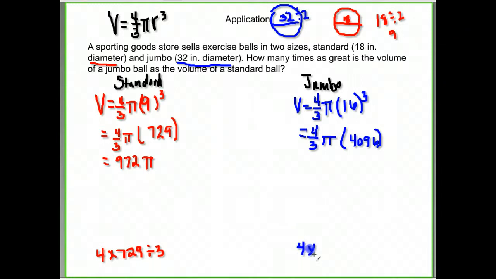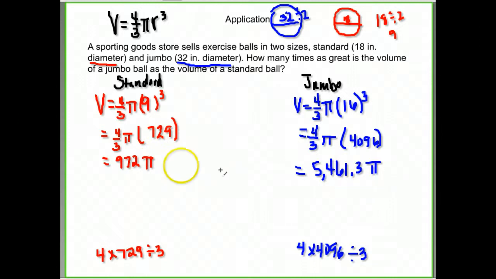We're going to calculate that 4/3 times 4096. I would do 4 times 4096 and then divide by 3, or if you have a fraction button on your calculator, you can just do it that way, but I know some people don't. We get a fraction, or I'm just going to write it as a decimal here, 5,461.3, and we still have our pi there.